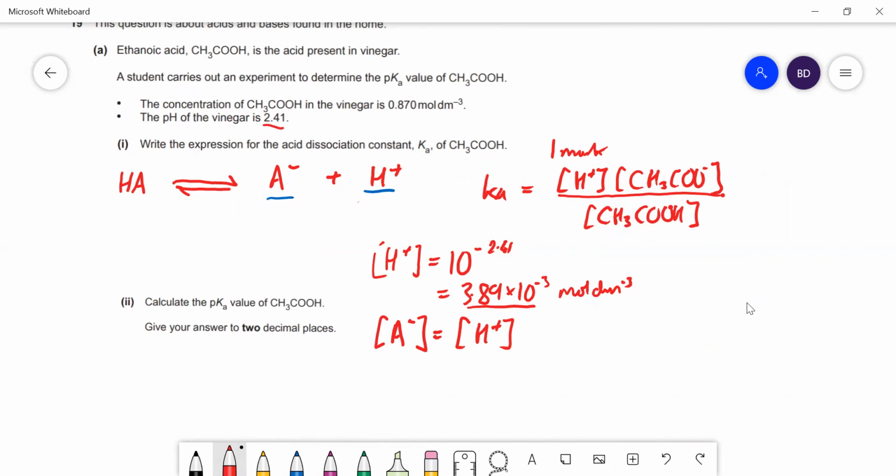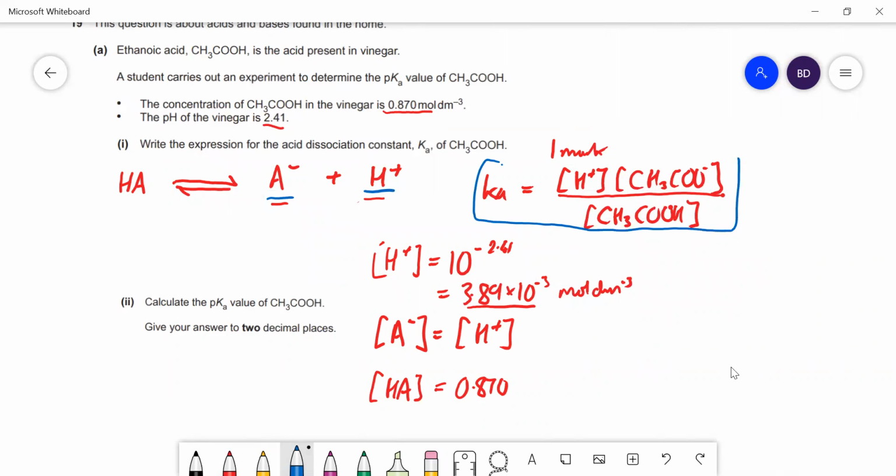We also know the concentration of HA because they tell us that the concentration of it is 0.87 mole per decimeter cubed. Now, the real concentration of HA is going to be a tiny bit lower than that because some of it, of course, dissociates to form A minus and H plus, but because it's a weak acid, it's only a tiny amount, so we can kind of ignore that. It's an acceptable approximation. So now we've just got to put our numbers into this equation here to work out Ka, and then we can work out pKa from that.